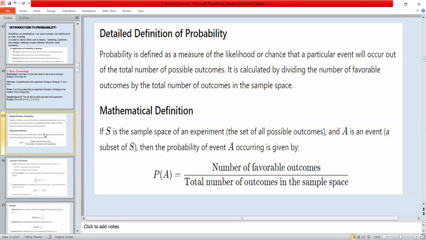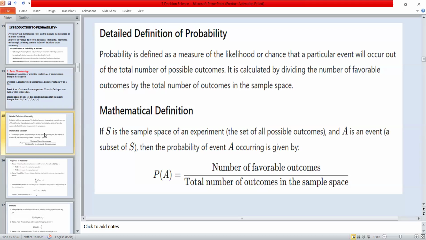The same way, if I throw a dice which has six sides, and if I want one particular outcome, say four, then one out of six, one by six, is the probability. So it is calculated by dividing the number of favorable outcomes by the total number of outcomes in the sample space. The total number of results that are possible, you write at the denominator, and the count of favorable outcomes which you want, you write at the numerator, and that ratio will give you the probability or percentage.